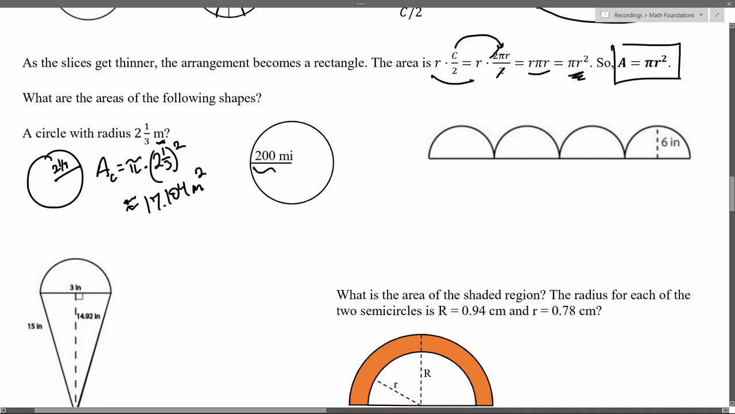Here we know the radius again. So the area of the circle is going to be pi times the radius squared. The radius is 200. So again, it's going to be approximate.